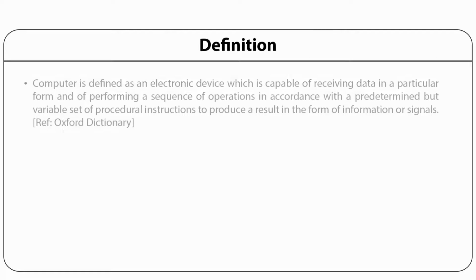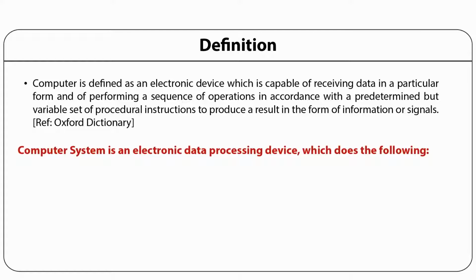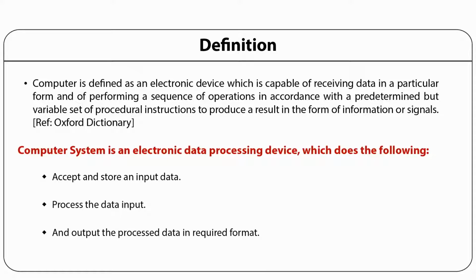Oxford Dictionary defines computer as an electronic device which is capable of receiving data in a particular form and of performing a sequence of operations in accordance with a predetermined but variable set of procedural instructions to produce a result in the form of information or signals. Computer system is an electronic data processing device which does the following: accept and store input data, process the data input and output the product.